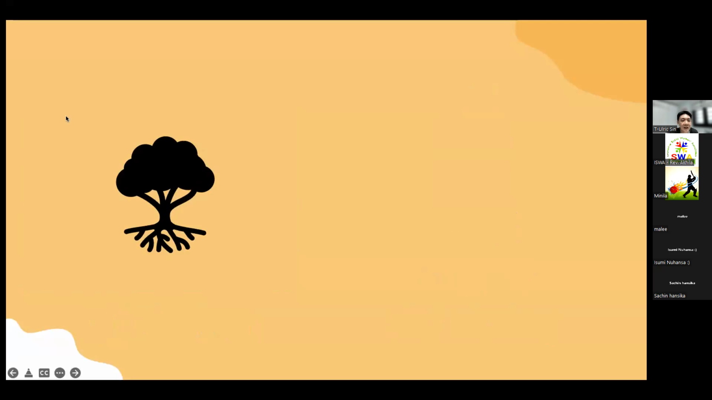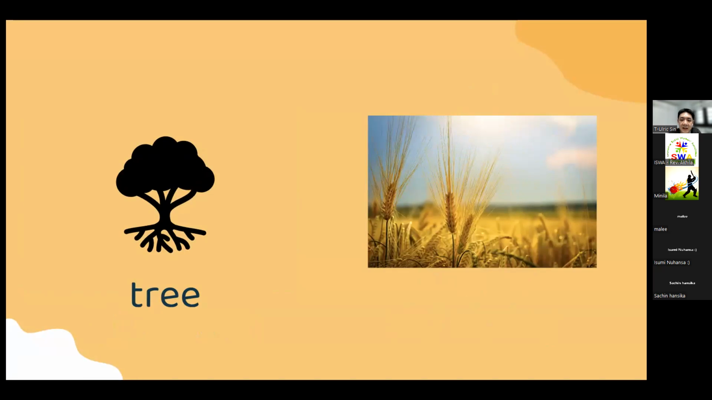Okay. More pictures. What is this? Tree. And is this long or short? Long. Long. Yeah, that's correct. And what is this? Wheat. Yes, that's wheat. And is it long or short? Long sound. Long. Yeah, that's correct.